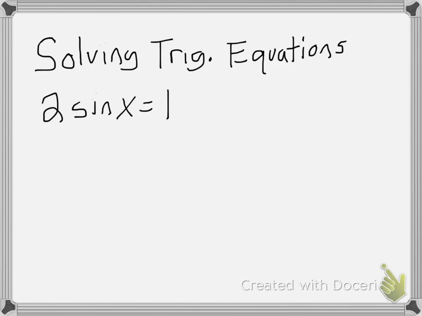Okay, so I have a basic trig equation here. 2 times the sine of x equals 1. The goal, guys and gals, is to isolate the trig function by itself. So you want to get sine of x by itself. Well, this is a very straightforward one. We're going to divide by 2. And so if we divide this by 2 and divide 1 by 2, all of a sudden we now have the sine of x is equal to 1/2.